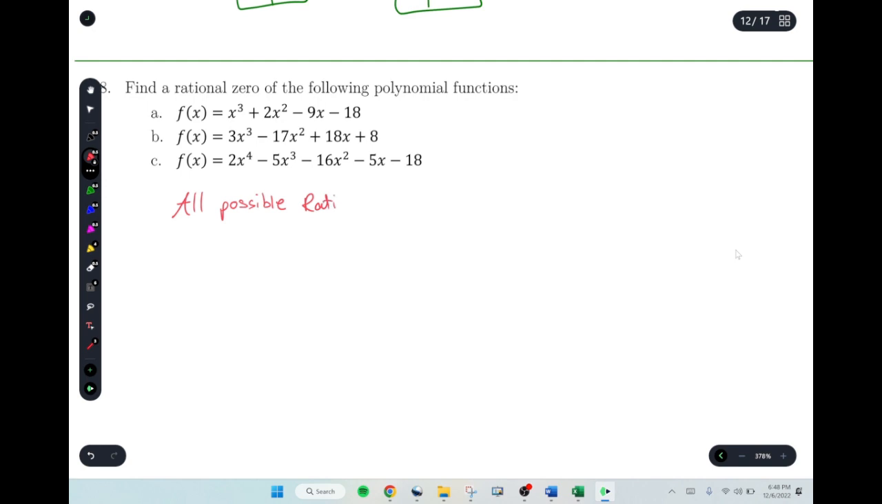One bird, one stone. If it said find all possible rational zeros, there's a way to do that. You know what you do? We're doing C this time. This is important.